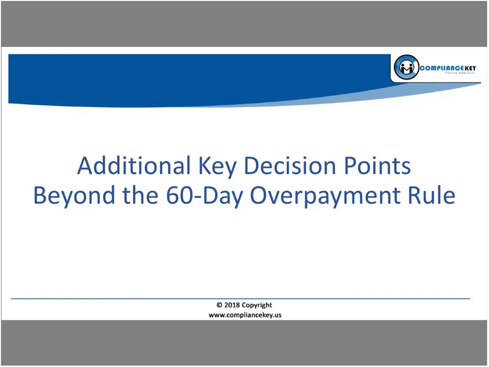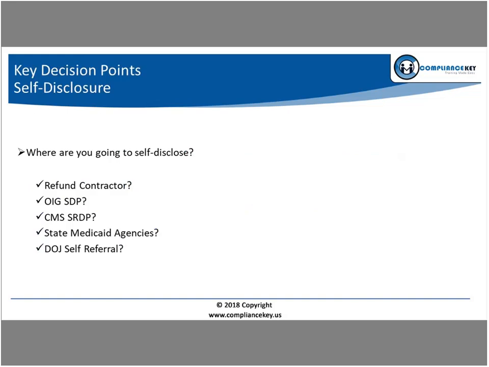Okay, so I wanted to take a step back out now from the 60-day overpayment rule and, a little bit more globally, look at the topic of self-disclosures and repayments and the different avenues that you have to report, because there are some additional key decision points that can factor in depending upon the facts and circumstances that you have. So again, these are situations where you may or may not have a simple overpayment type issue. So the first one obviously is, where are you going to self-disclose this?